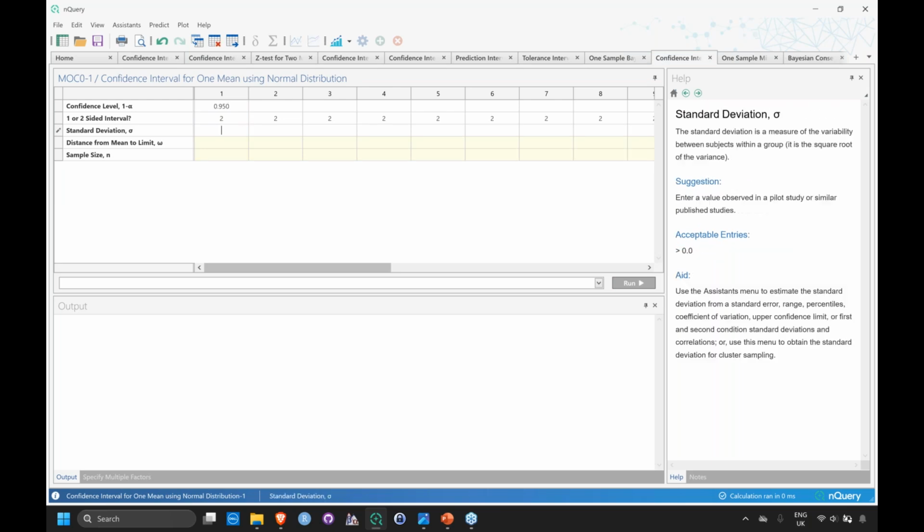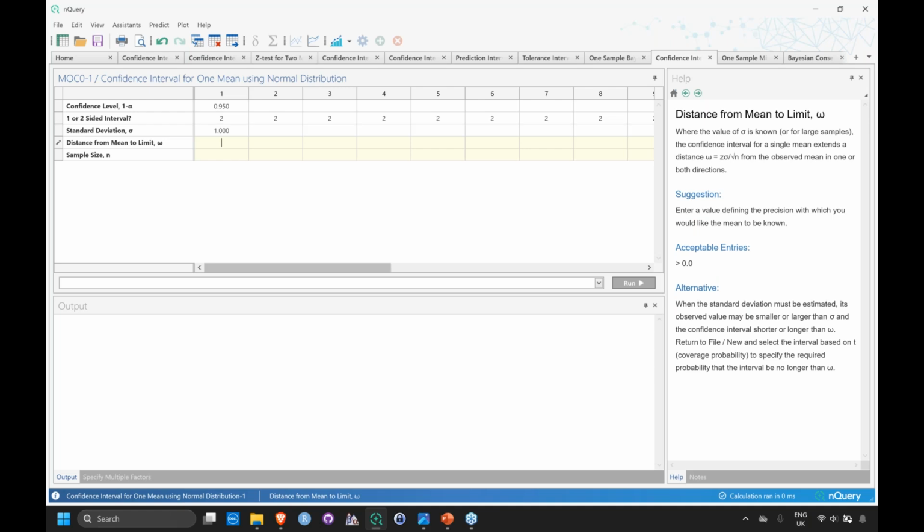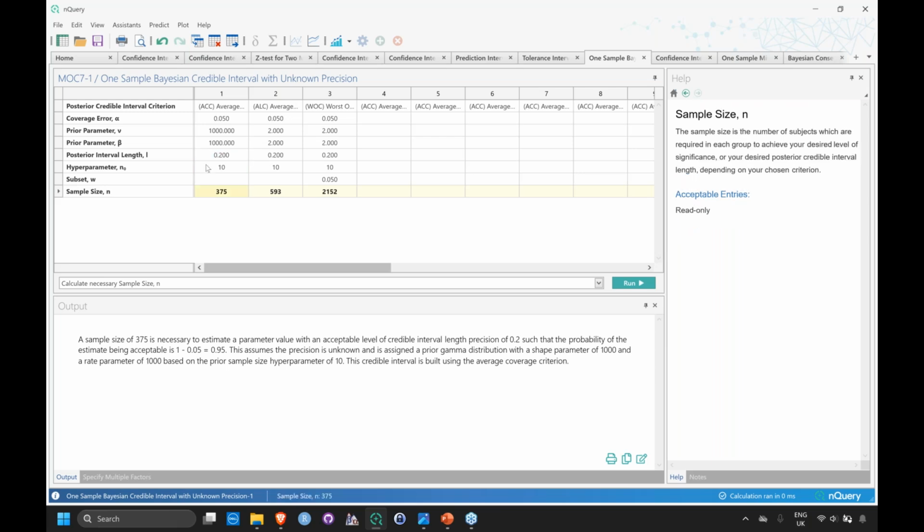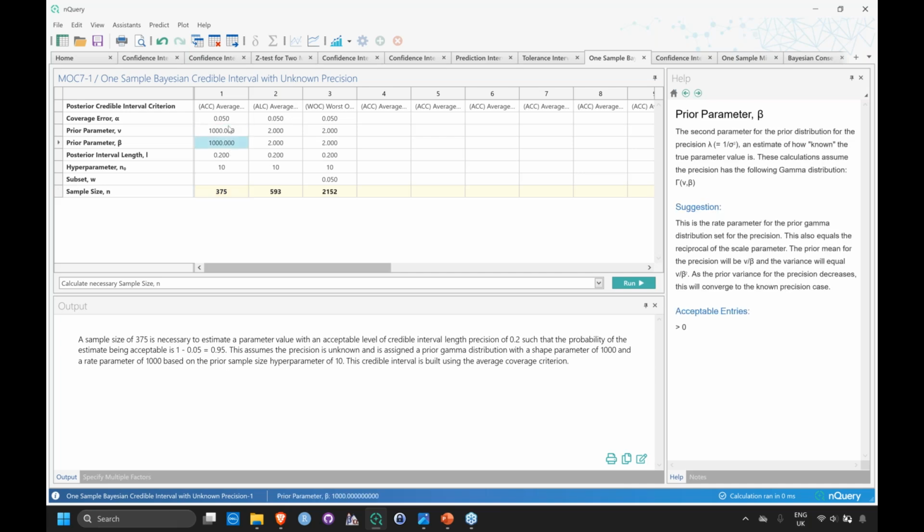0.95. The standard deviation is 1 because our two gamma parameters were the same. And we're back to using half widths here. So half of 0.2 is 0.1. And this gives 385, which is just 375 plus the hyperparameter of 10. So it is interesting that the average coverage criterion with fixed length is very similar to the confidence interval with fixed coverage if you have a very informative prior.